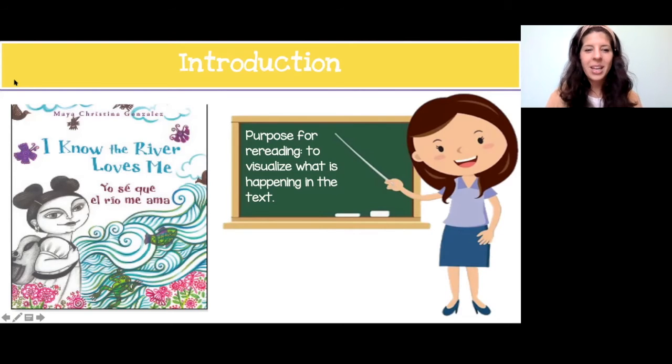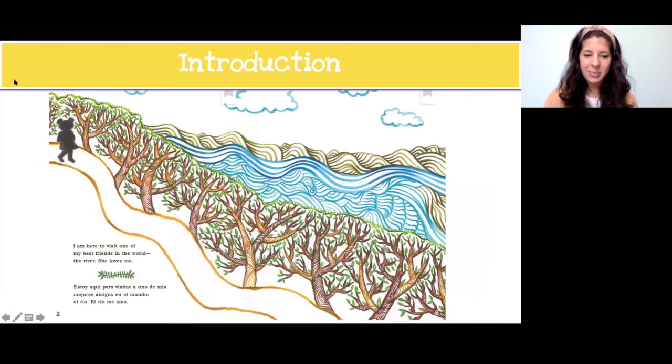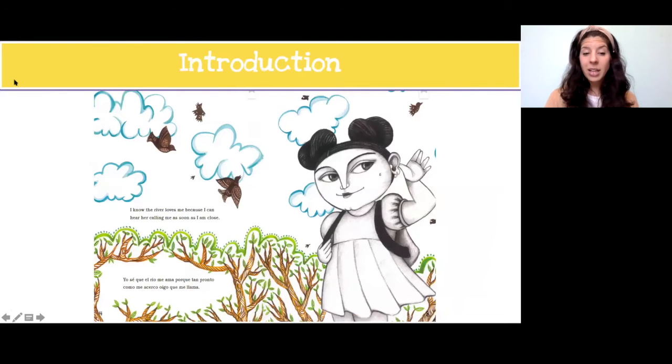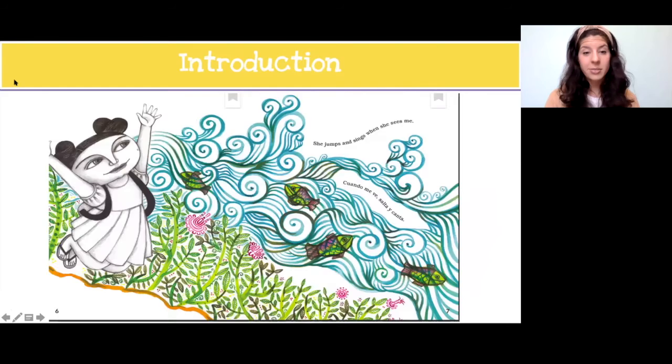Here we go. I know the river loves me. I am here to visit one of my best friends in the world, the river. She loves me. I know the river loves me because I can hear her calling me as soon as I am close. She jumps up when she sees me.